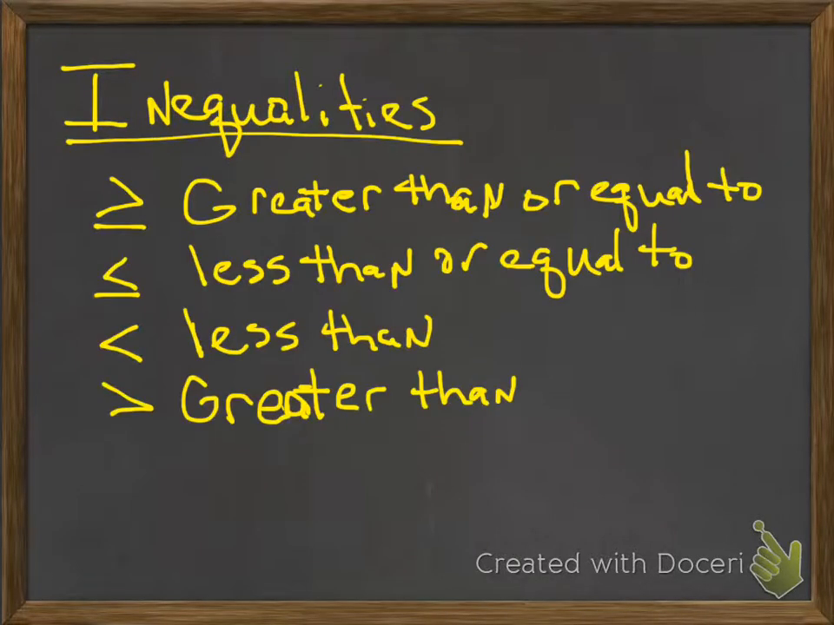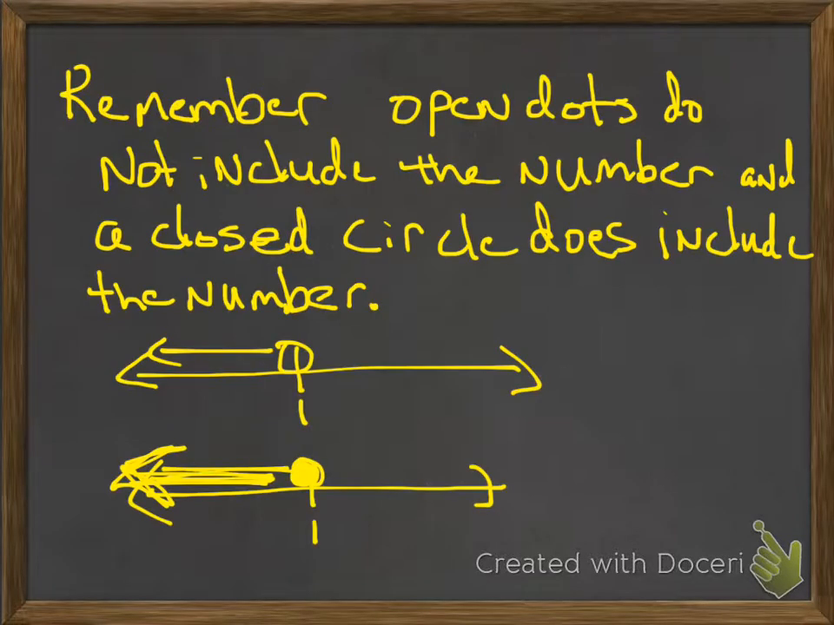Anyways, let's start off with inequalities. What you need to remember with inequalities: greater than or equal to, less than or equal to, less than, greater than. You need to remember this stuff. Remember, with the ACT, it's about remembering it. So you've got to know these types of things. Also, remember that open dots do not include the number and a closed circle does include the number.